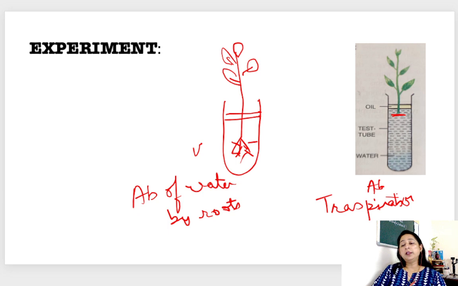Herein also, the process of absorption is taking place, and then the leaves are giving out water. So the level of water in the test tube will fall down. Why is oil present? So that all the water loss shown is just due to transpiration. There is no evaporation other than transpiration taking place. So बाकी सब कुछ remains the same, but the only thing is that the aim of the experiment will be different.